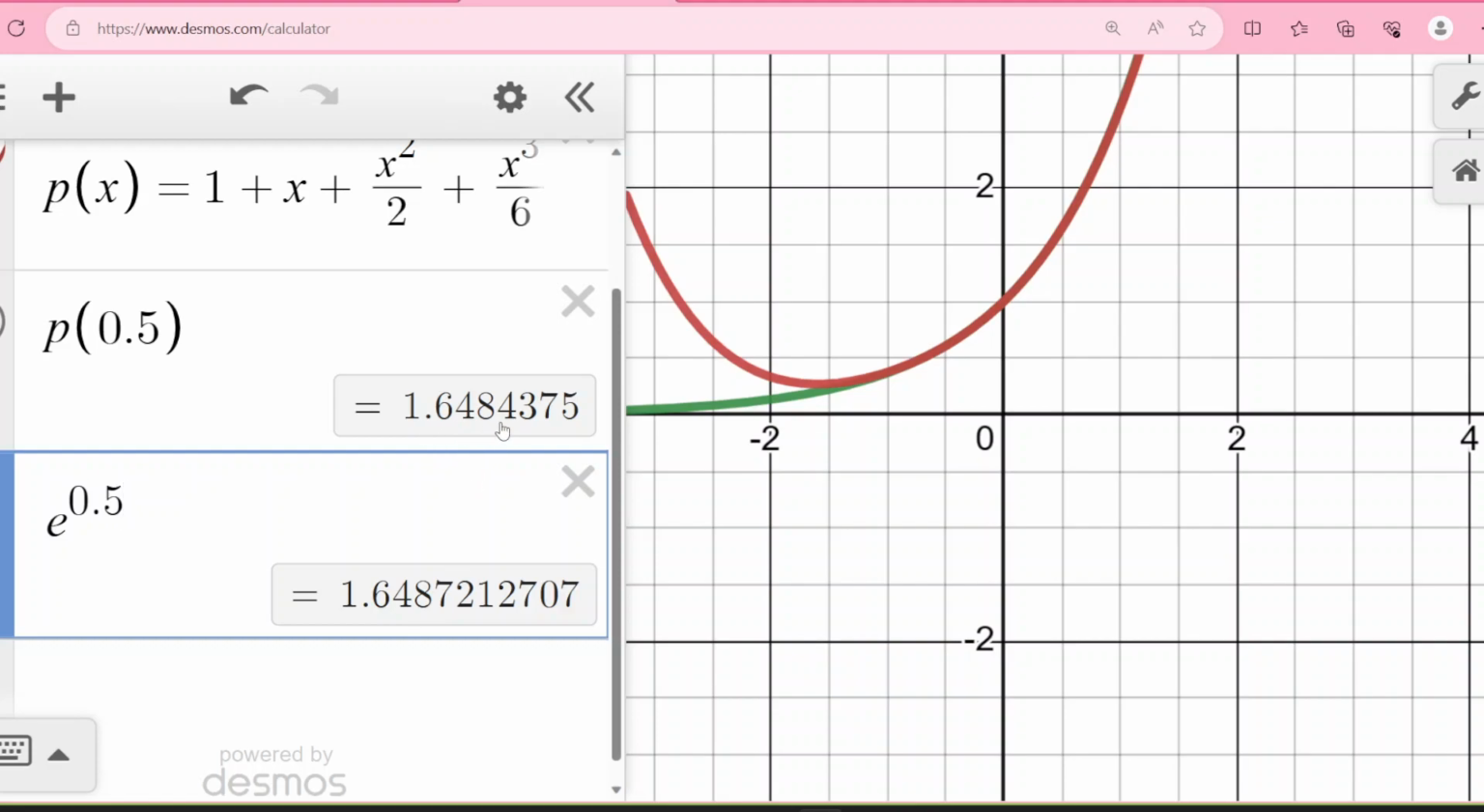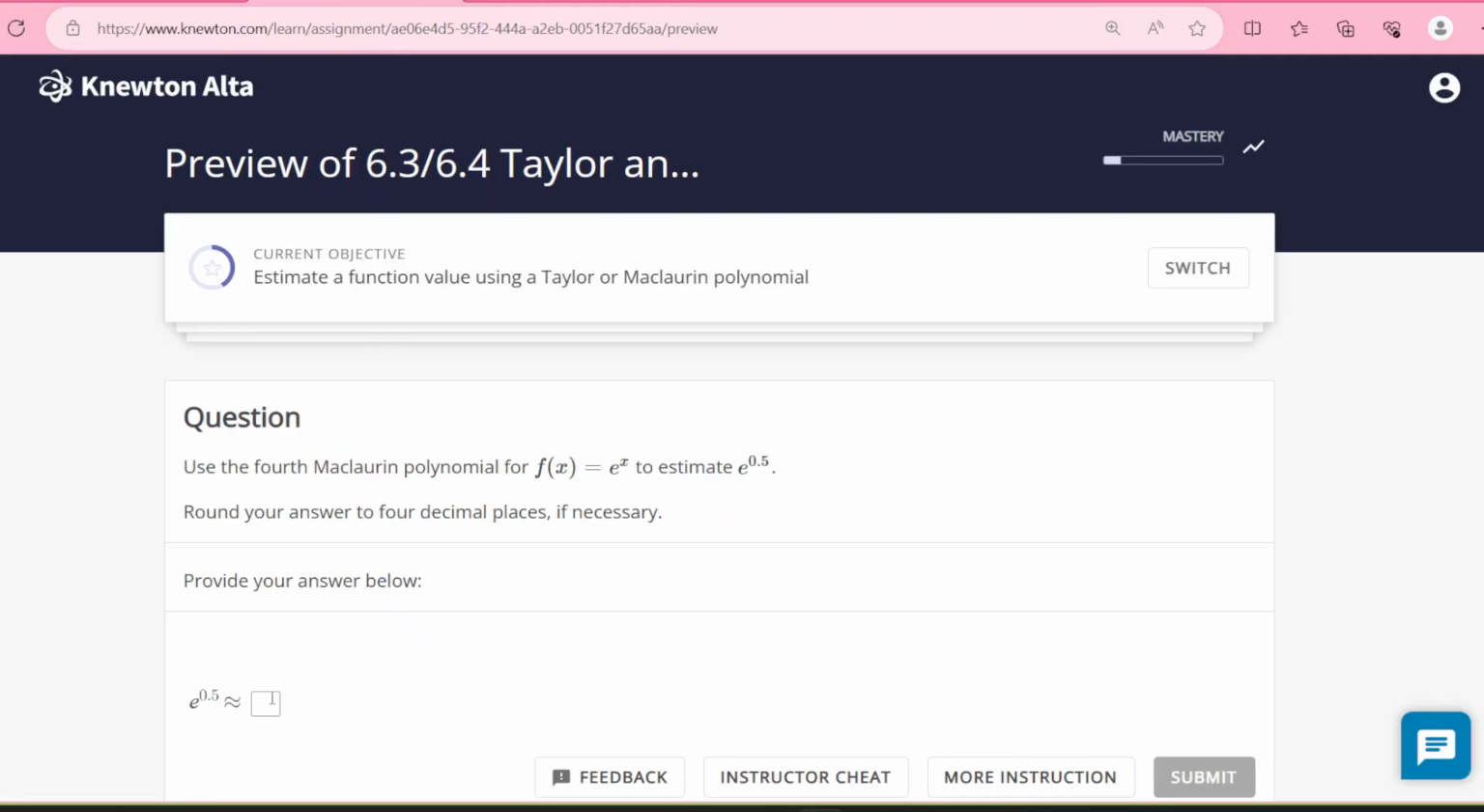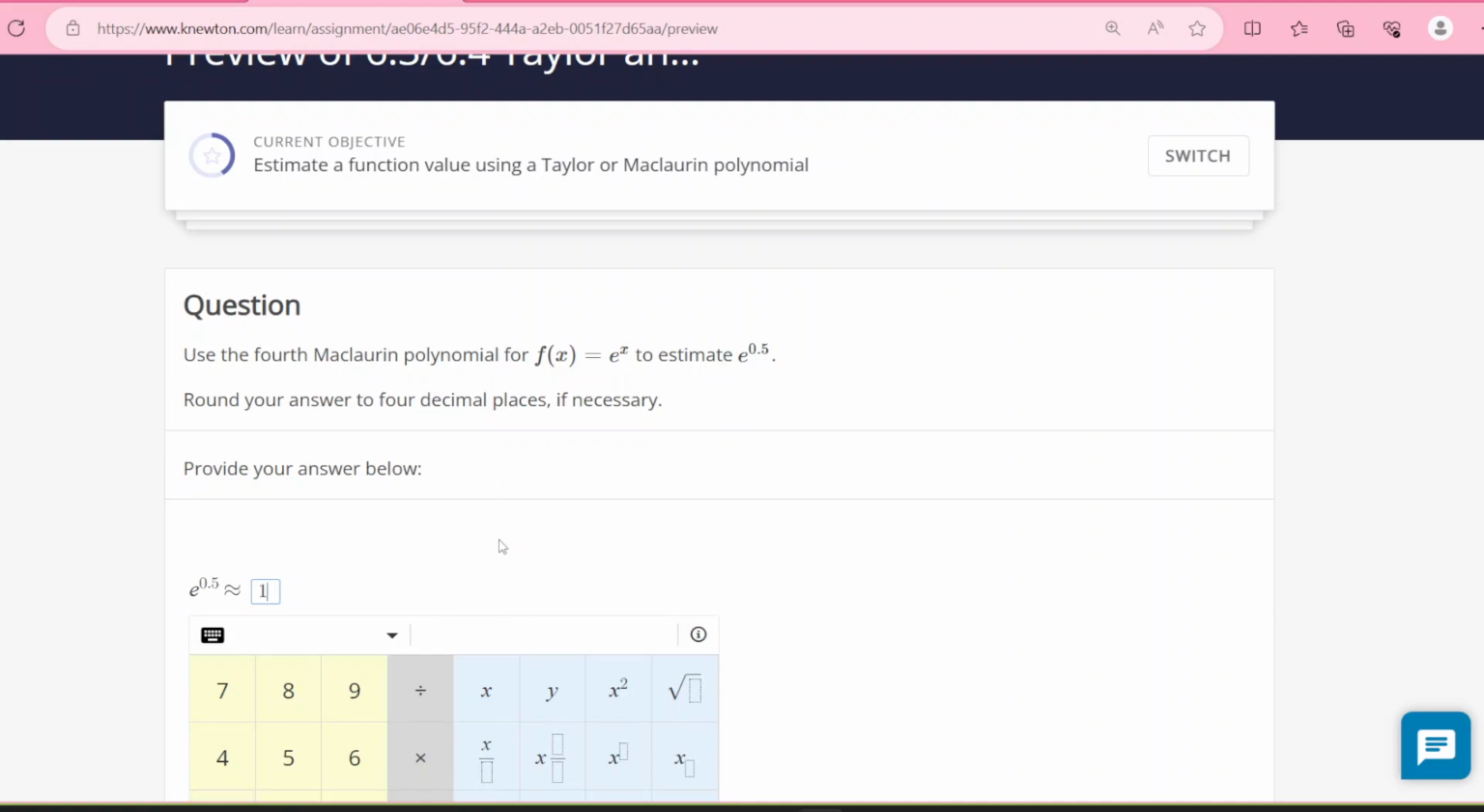But they want the polynomial estimate to 4 decimal places, so 1.6484. So e to the 0.5 is approximately 1.6484.